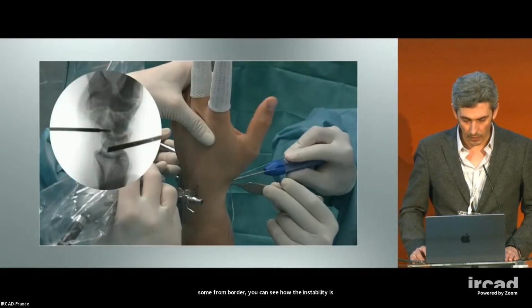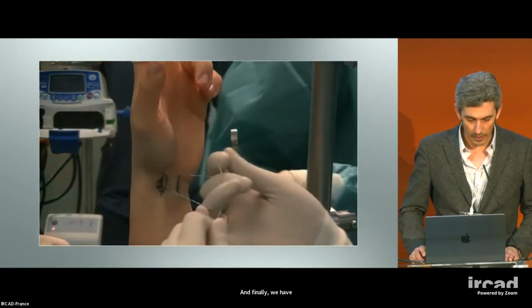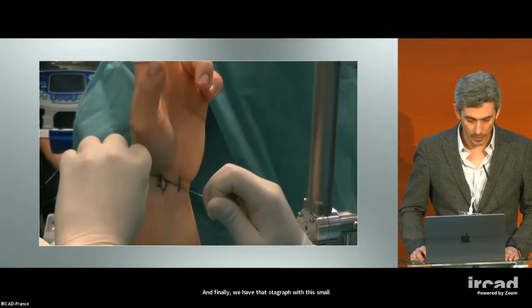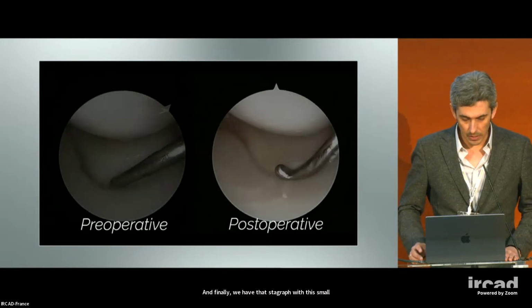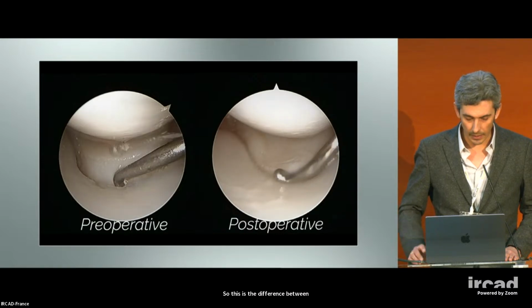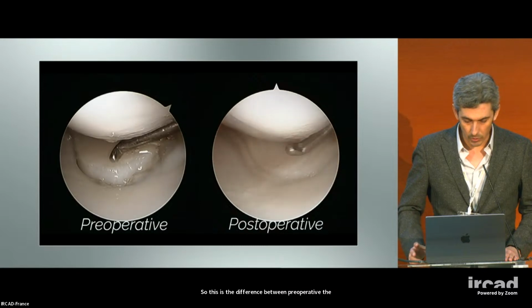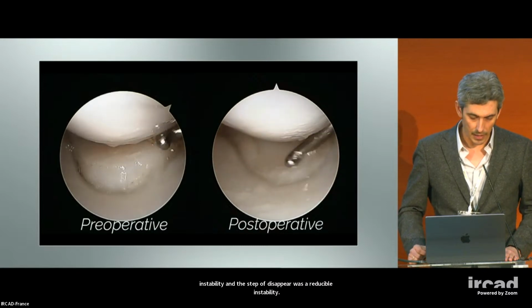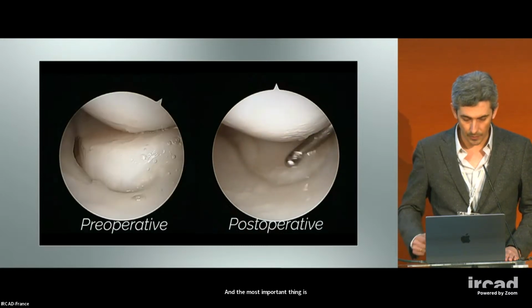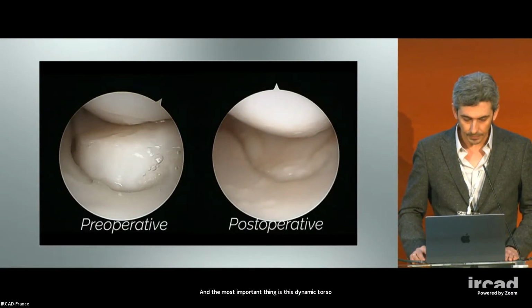And finally, we attach the graft with this small anchor in the volar side, and we also can make a reinforcement with the tape. So this is the difference between preoperative with instability and the step-off disappearing. It was a reducible instability, and the most important thing is this dynamic dorsal displacement of the scaphoid that is completely detached. Now all the proximal row move together.